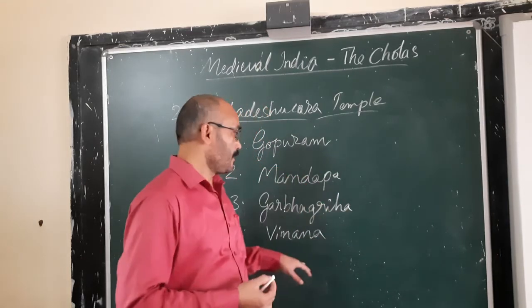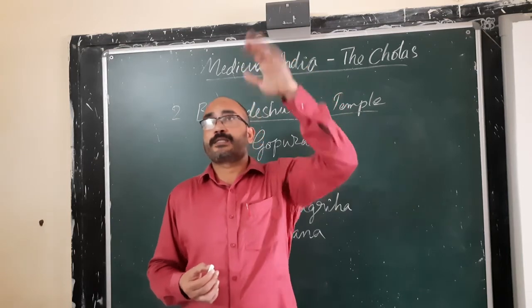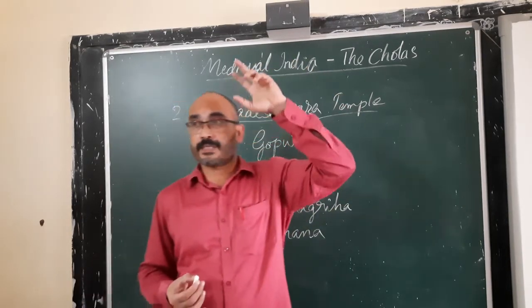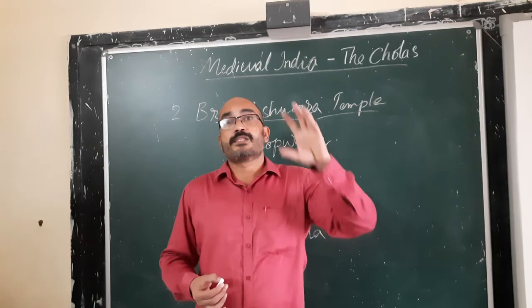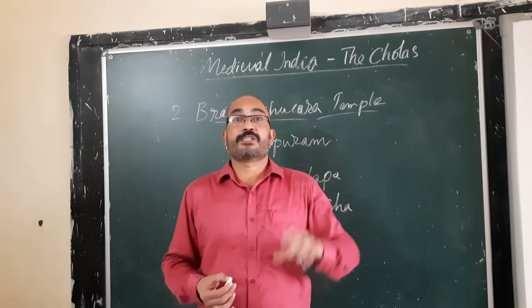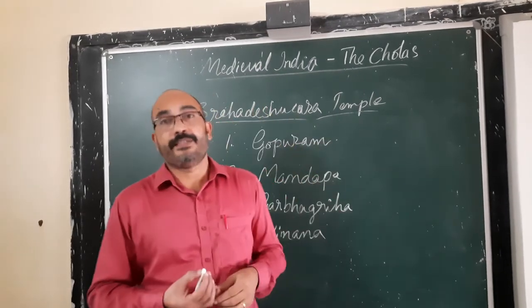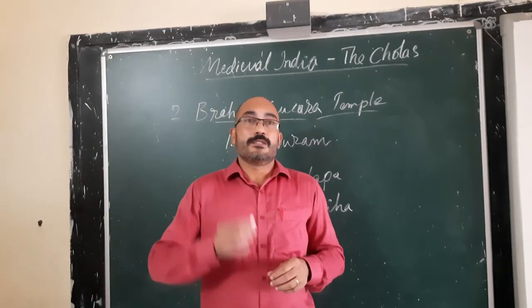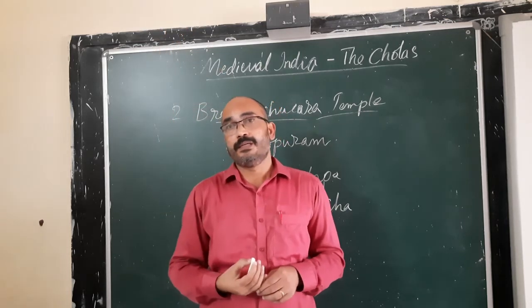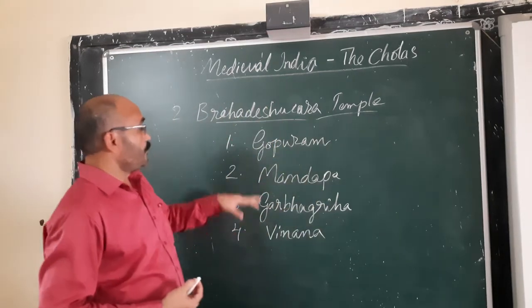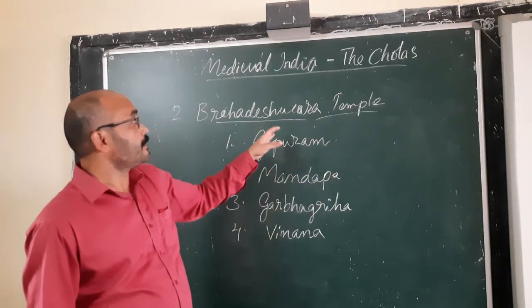Another feature of this vimana of the Brihadeshwara temple was that at the top of the vimana a dome shaped structure was there. This dome shaped structure was built of a single block of stone, which is 25 feet high and 80 tons in weight. Such a very big single block of stone was kept at the top of the vimana of the Brihadeshwara temple. So these are the four main features of the Dravidian style of architecture, or architectural style of the South Indian temples.